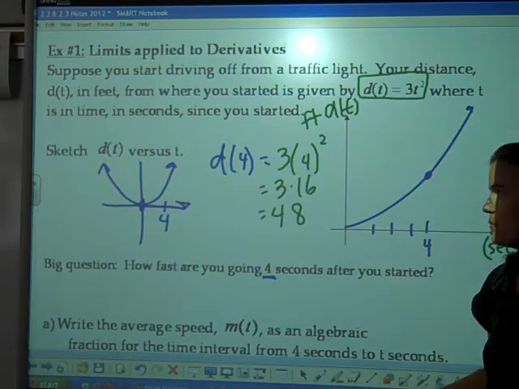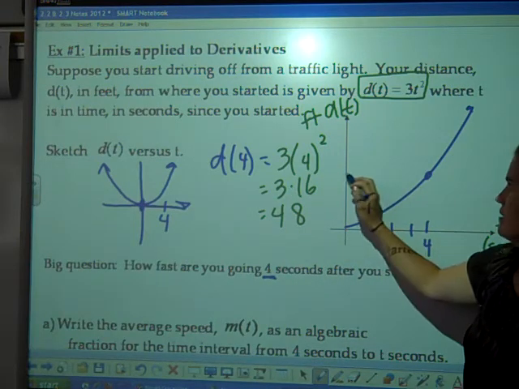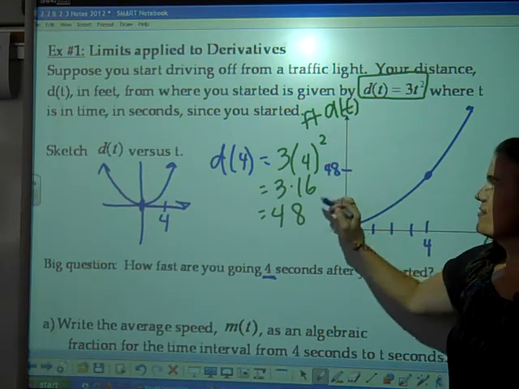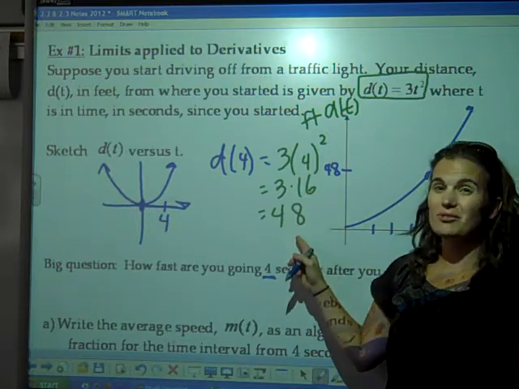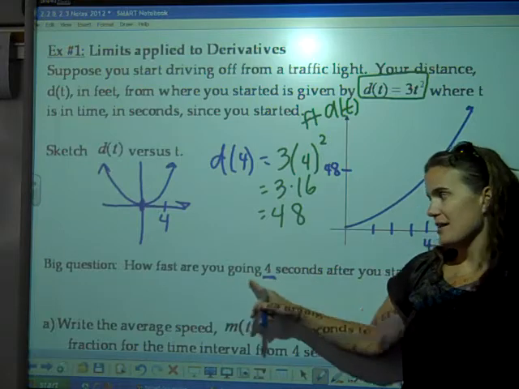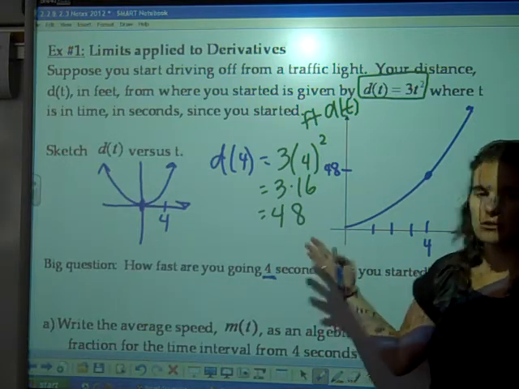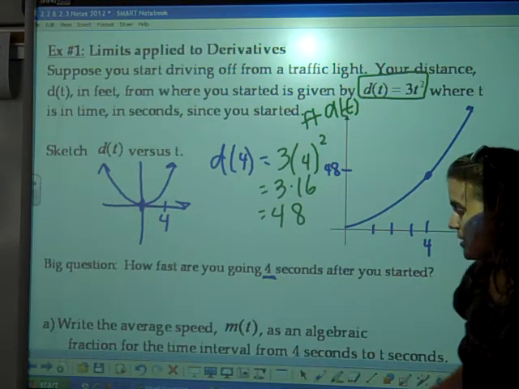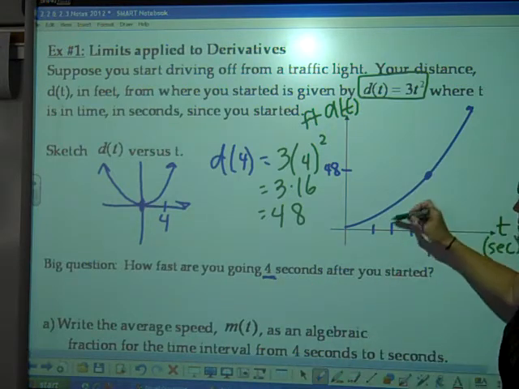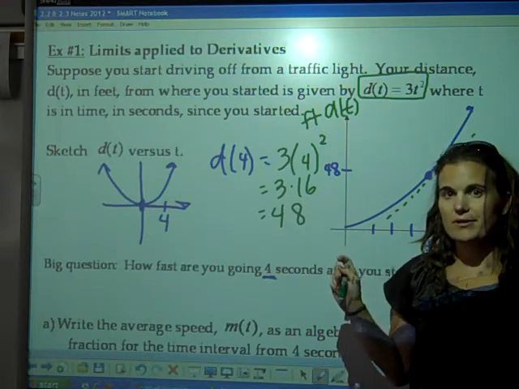So hopefully we're clear that at d of 4, we would have 48, which would represent that after 4 seconds, she has traveled 48 feet. That does not answer the question, how fast are you going 4 seconds after you started. That would be approximated by drawing in the tangent line here at 4 and looking at the slope of that tangent line.